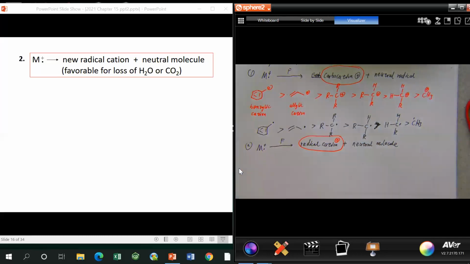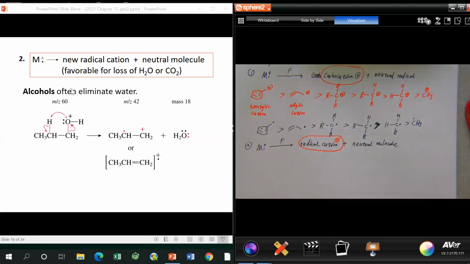And this second type of fragmentation is the less common one. Normally, if the molecule releases water or carbon dioxide, you can see this kind of fragmentation. One example is alcohol. Alcohol quite often eliminates water, releasing a neutral molecule, that's water, and also the radical cation.